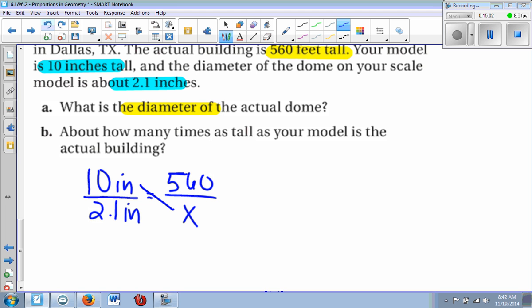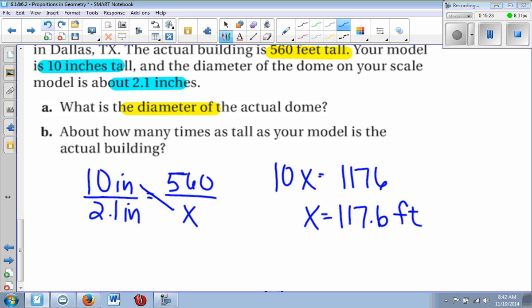10 and x gives me 10x. 560 multiplied by 2.1 is going to give me 1176, which means that if I solve for x, I'm going to get 117.6, and our actual building is measured in feet. So if the building is 560 feet tall, its dome all the way across is 117 feet, almost 118 feet.